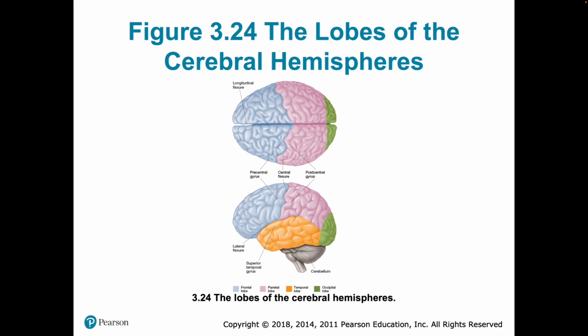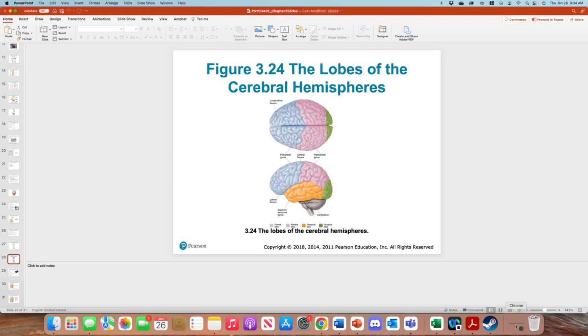So find the temples of your head, and right there behind your temples, you're going to find your temporal lobes. Okay, in the next video, we'll break down the functions of these, and then we'll break down a few extra structures beyond the lobes that are up here in your cerebral cortex.